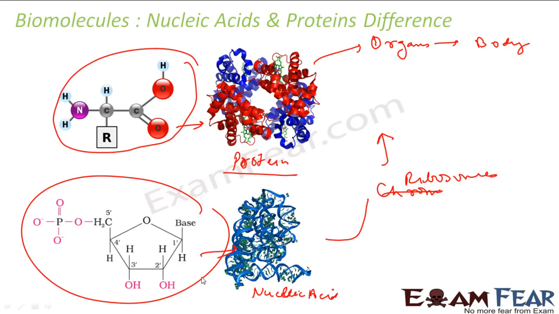That is the flow. Nucleic acid, chain of nucleotides, uses ribosomes to create proteins. Proteins create lungs, organs, and then from organs you get the body. So they are all linked together. But just understand, nucleic acids are long chains of nucleotides, and proteins are long chains of amino acids.